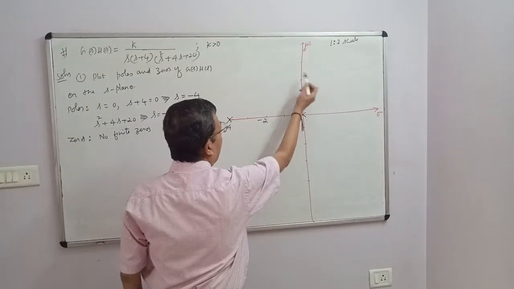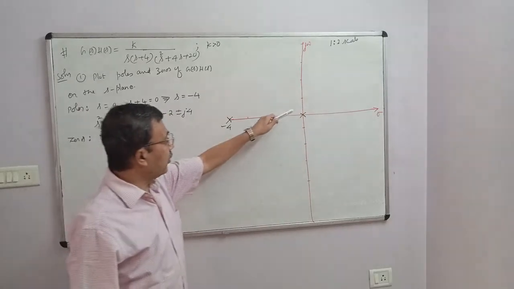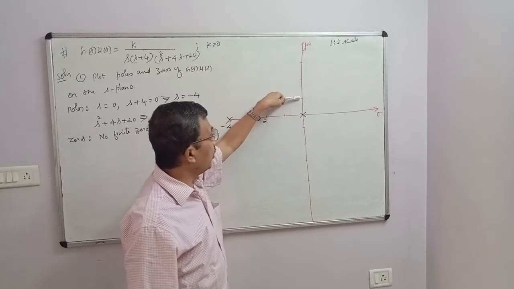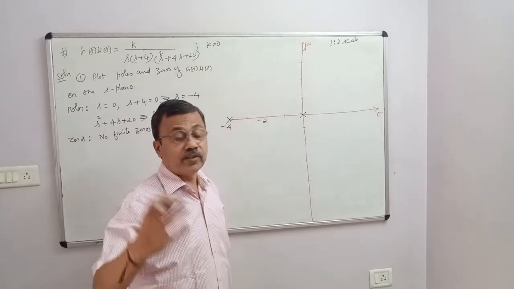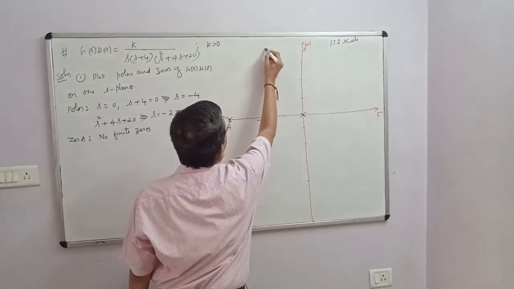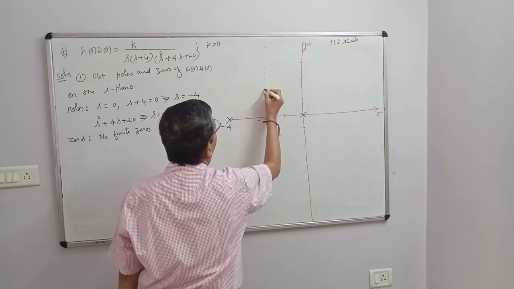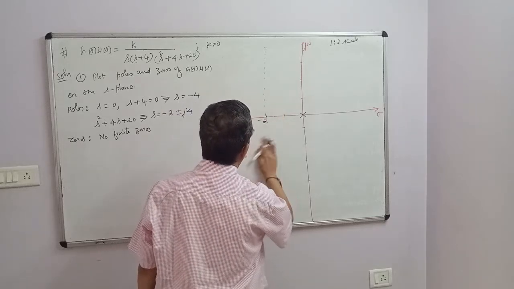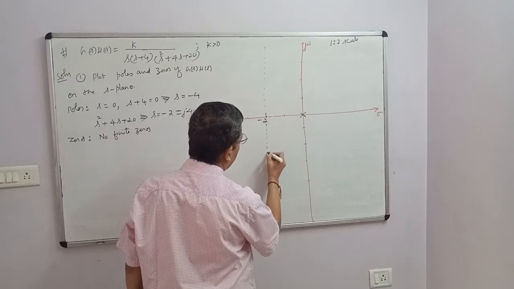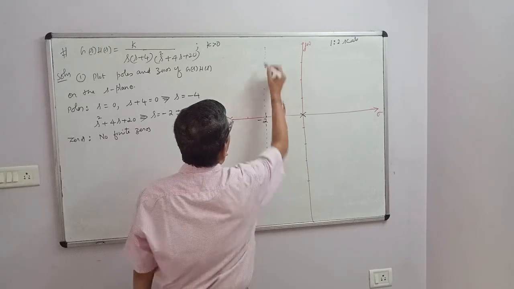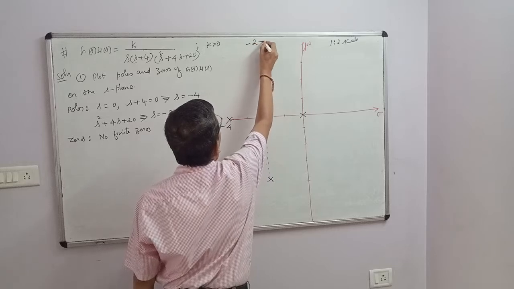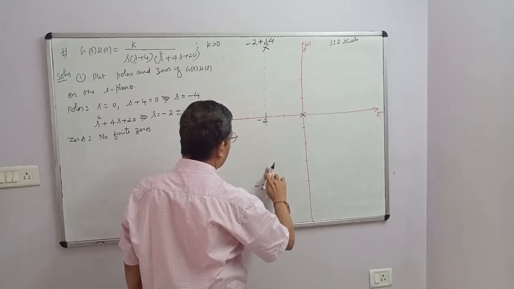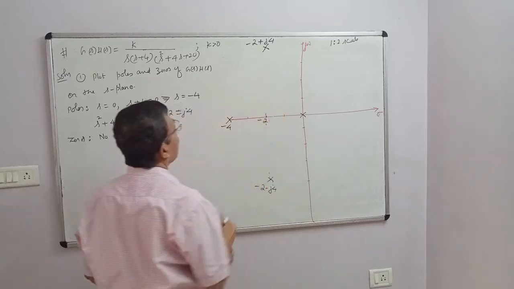Don't go by this graduation what I have marked here. Here this graduation stands for j2. j1, j2, j3, j4. j1 means 2 centimeters, j2 means 4 centimeters, like that. So these are the complex poles. This is minus 2 plus j4 and this is minus 2 minus j4. These are the complex poles.